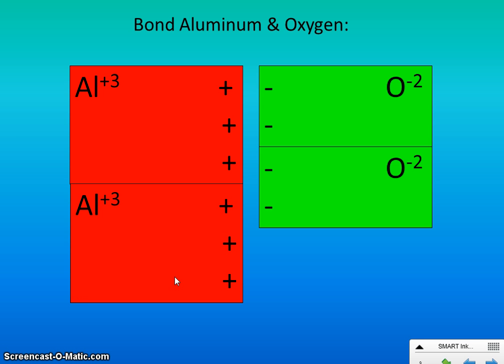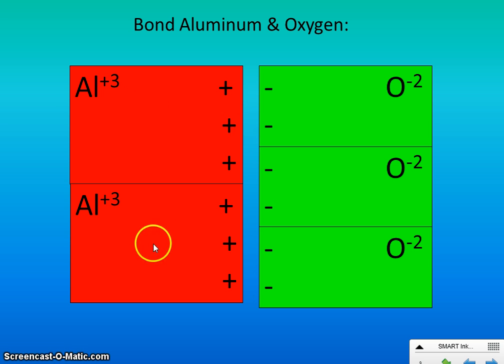You go, okay, are we neutral? Well, no, we're not. You can see here that these 2 positives do not have a negative to neutralize them. So we need to now add more negatives. So we add another oxygen ion. All right. Now you look and you go, okay, does each positive have a negative to go with it? And it does. 6 pluses, 6 minuses, that's going to neutralize to 0. So now we're good. We know we can write our formula.